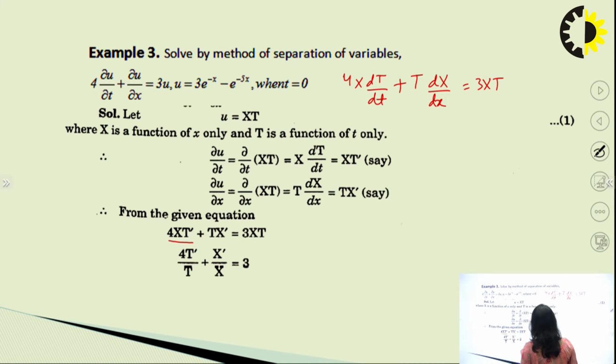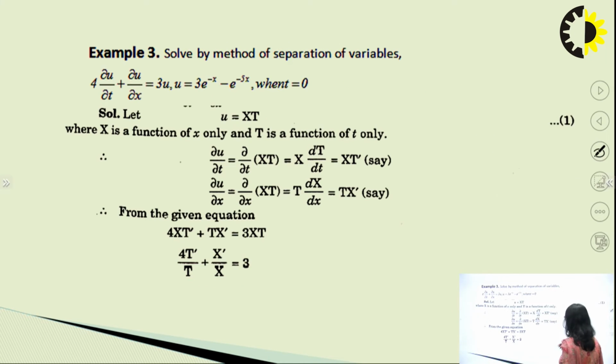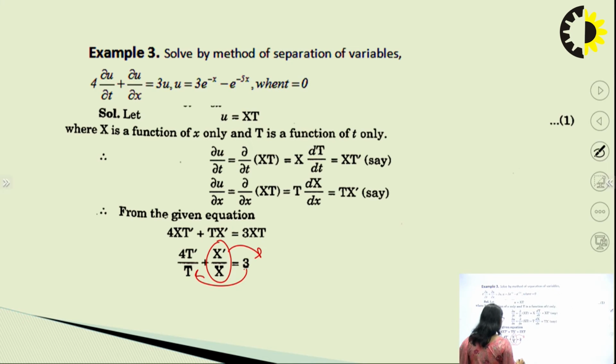Now in all the possible ways, the method of separation of variables says that we will divide this entire equation always by capital XT or capital XY, whatever the set of independent variables. That means whatever we are considering U as, we will divide the entire equation by that. So on dividing the entire equation, we are getting 4T dash upon T plus X dash upon X equal to 3. Now again we need to take two ratios. Either this 3 will remain on this side and I will replace this over here, or else I can take this 3 on this side as well. It's my choice.